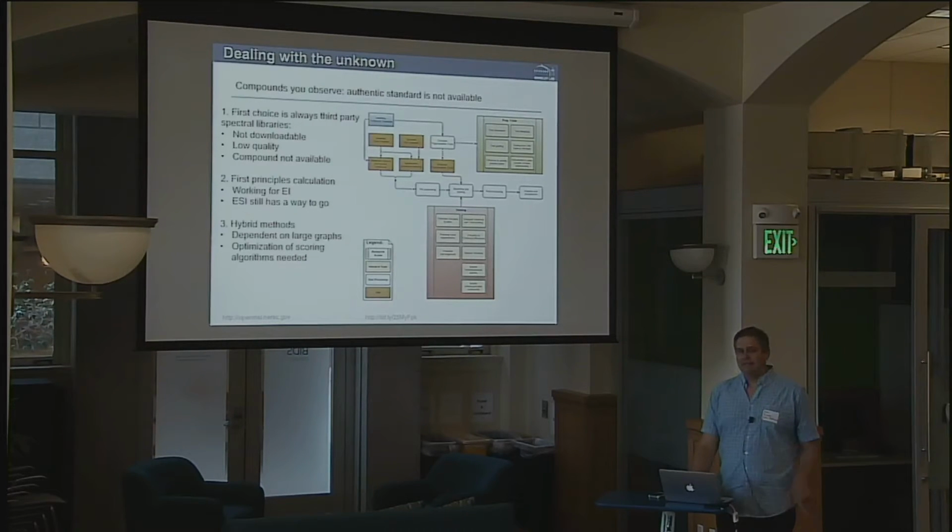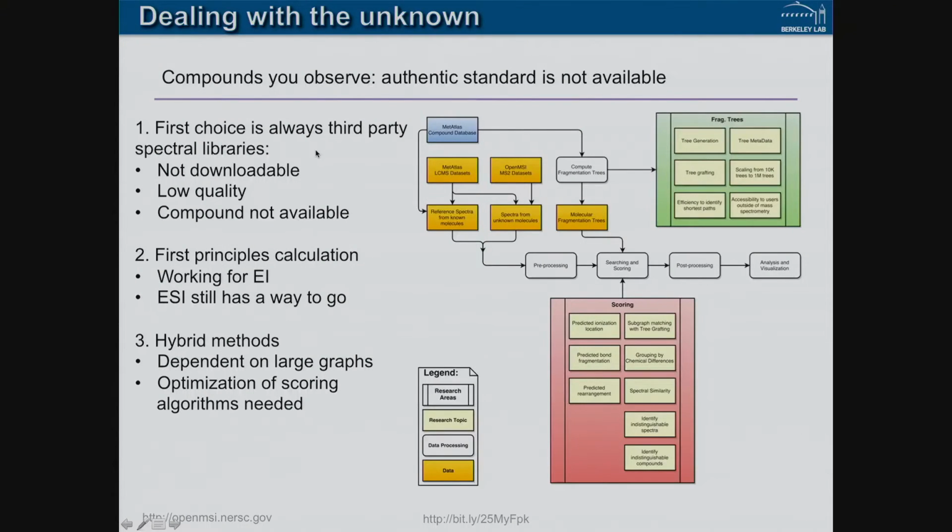So how do we identify molecules? There's really three ways. The first choice is a third-party spectral library or an in-house spectral library. Downside of that, you just can't buy most molecules. Of the known molecules, you can buy thousands of them, and there's many, many, many more. So we would like to go first principles.